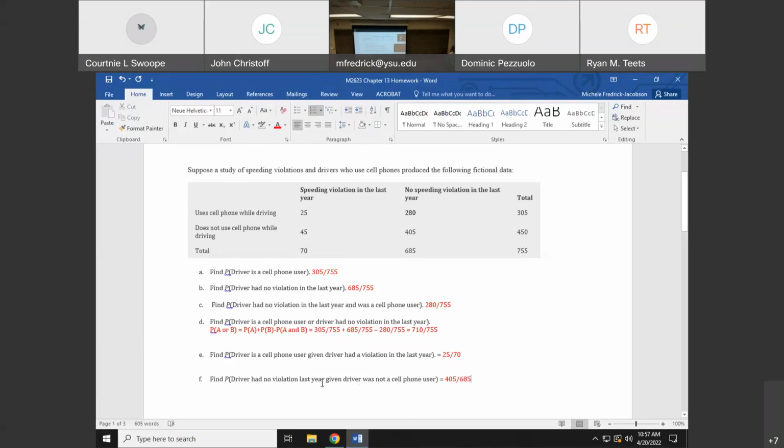The driver had no violations given the driver was not a cell phone user. Not a cell phone user is the given part, so we're using this row. No violations, 405 out of, oh, I went the wrong way, hold on. The driver had no violations given he was not a cell phone user. Oh, that's right. So we should have gone across.